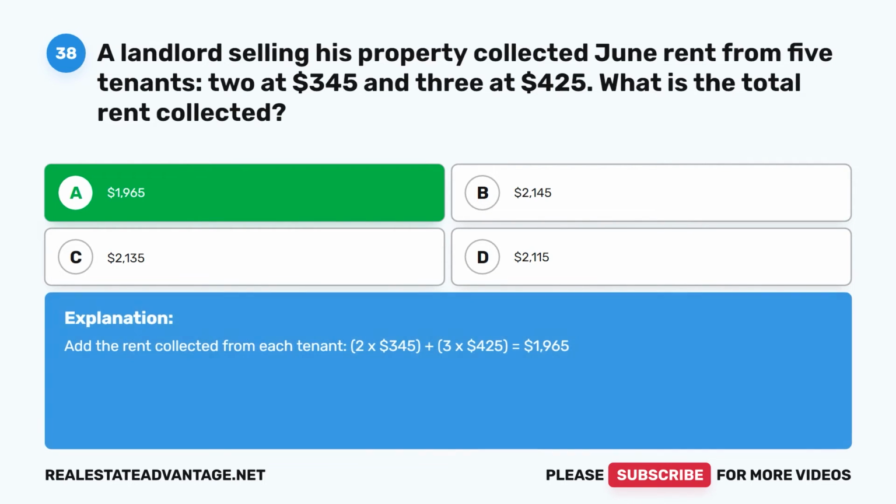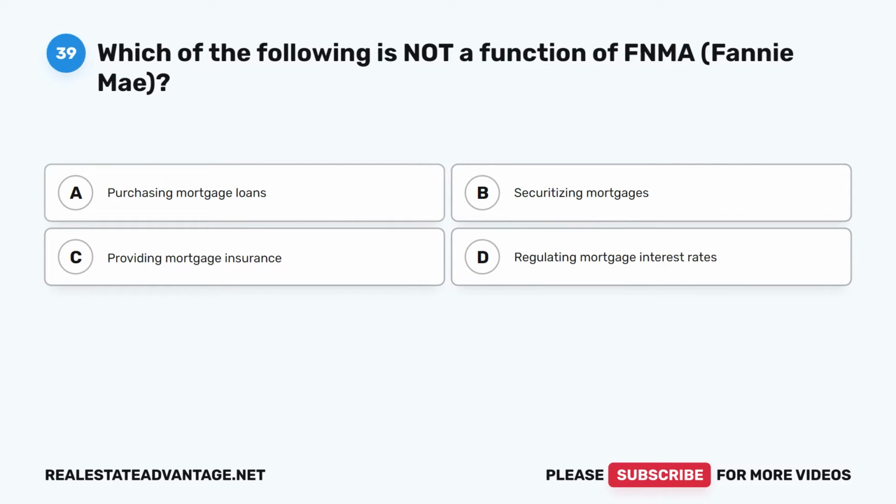$1,965. Add the rent collected from each tenant, 2 times $345 plus 3 times $425 equals $1,965. Question 39. Which of the following is not a function of FNMA, Fannie Mae?